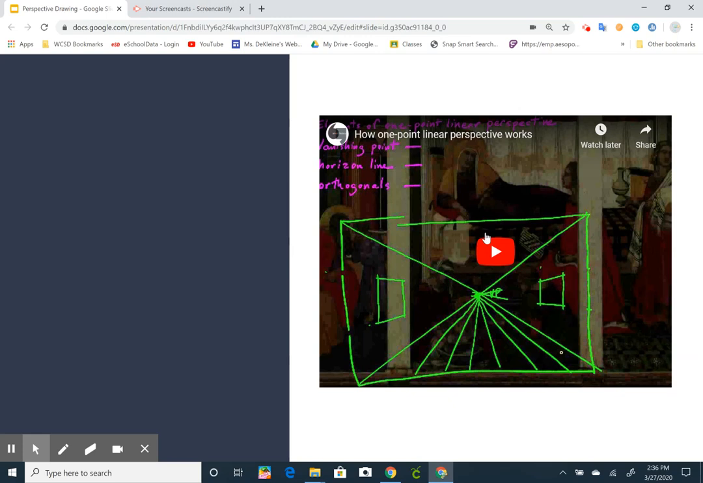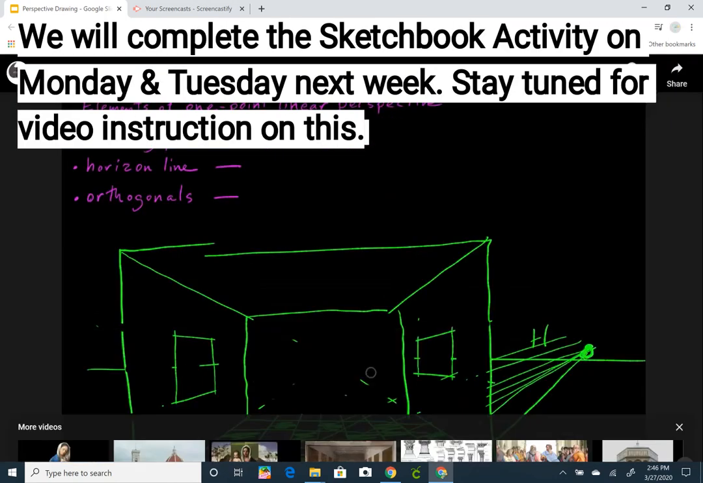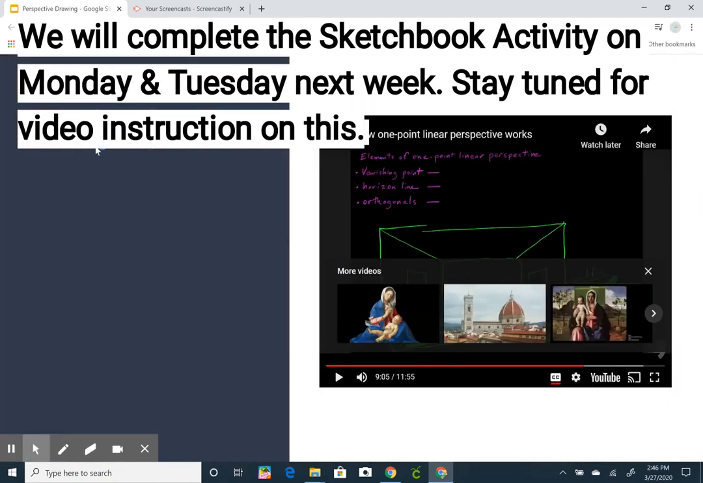In this video, we're going to watch step by step how to create an interior of a room using the method that he uses and the parts of the perspective drawing that he created. I'm just going to minimize this and move on.